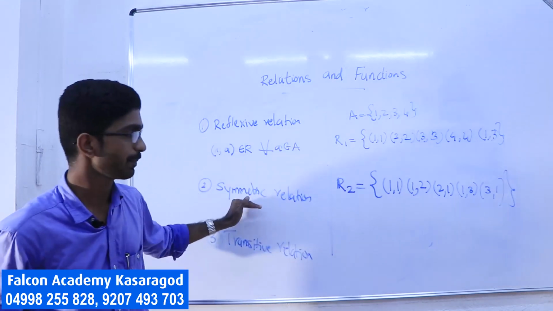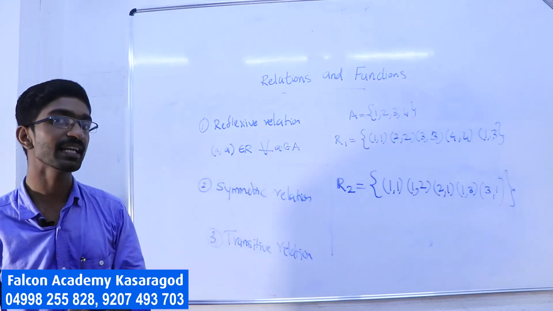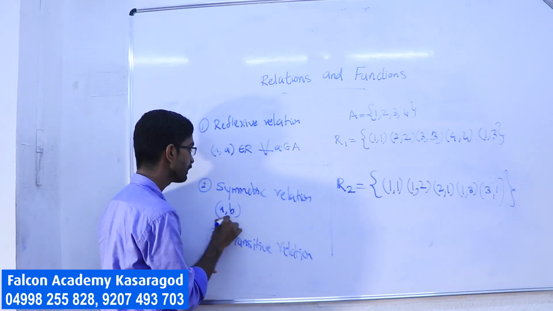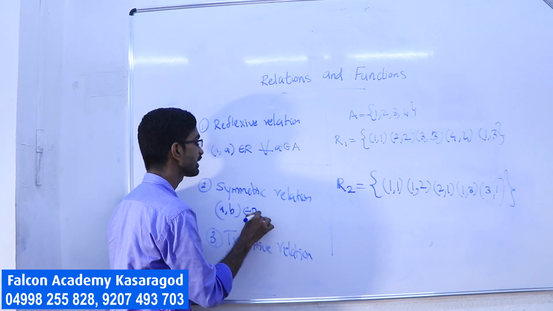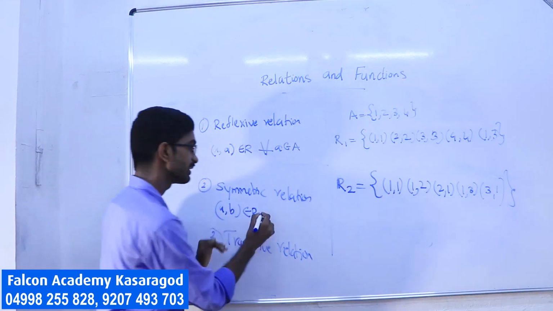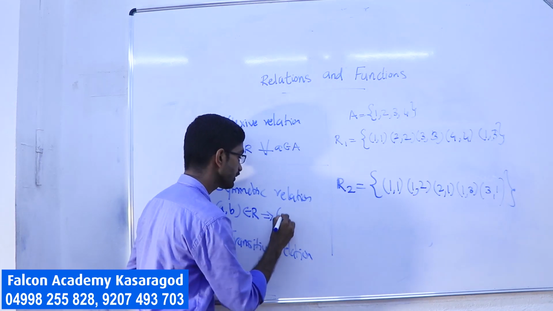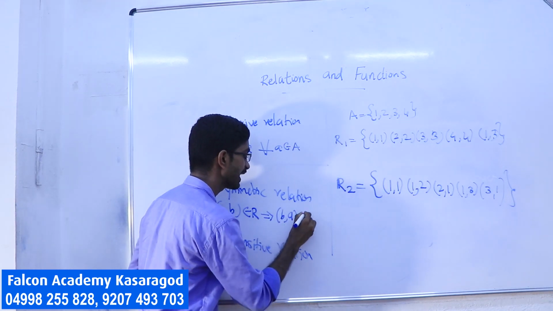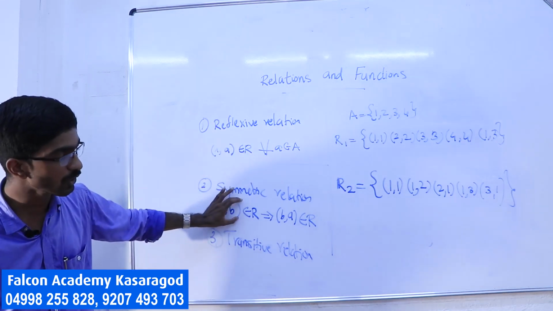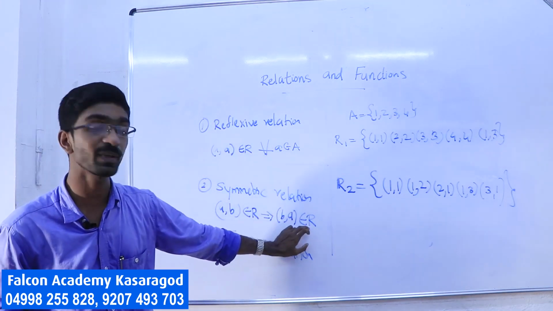Now what is symmetric? Symmetric relation says if AB belongs to the relation R, this will imply the element BA must belong to the relation. Okay, if AB belongs to R, then BA must belong to R.